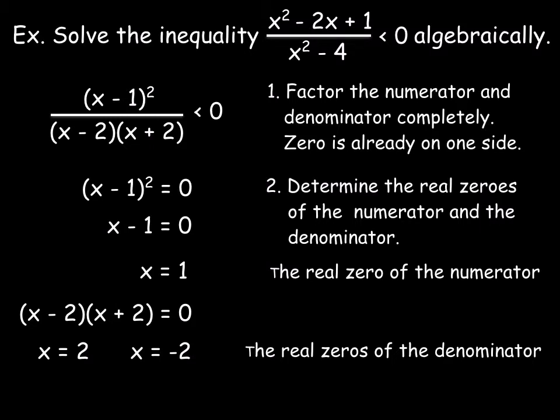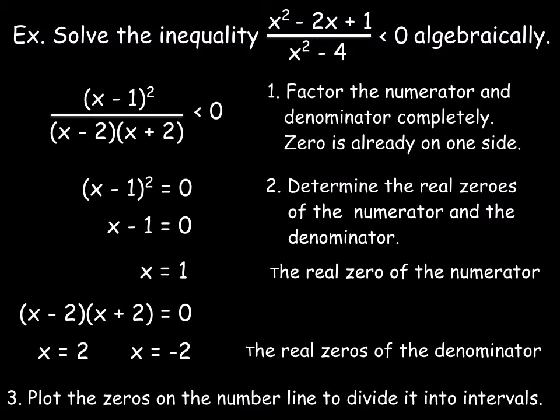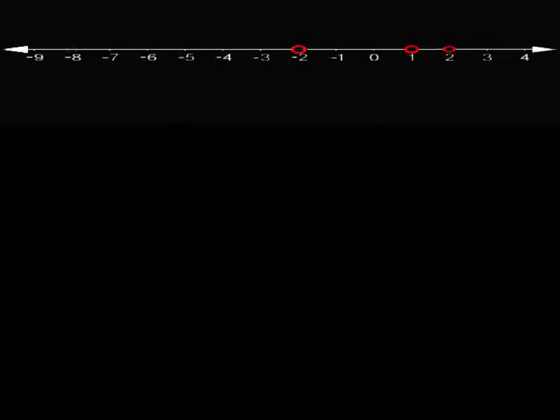Step 3, plot these zeros on the number line and divide it into intervals. We see that 3 zeros will divide the real number line into 4 intervals. We want to identify these. The leftmost is from -infinity to -2. Next, we have an interval from -2 to 1. The next subinterval is from 1 to 2. And the last one is from 2 to positive infinity.